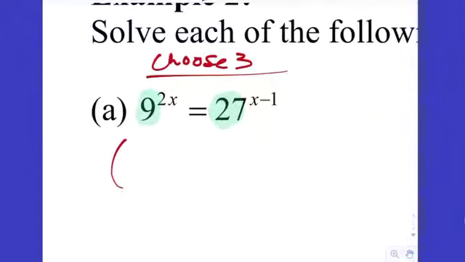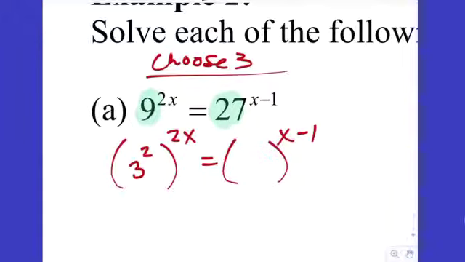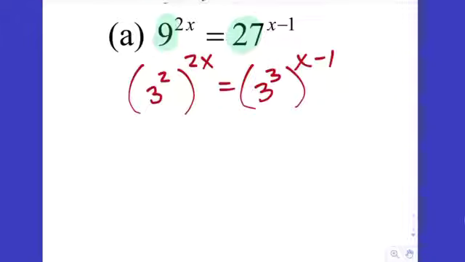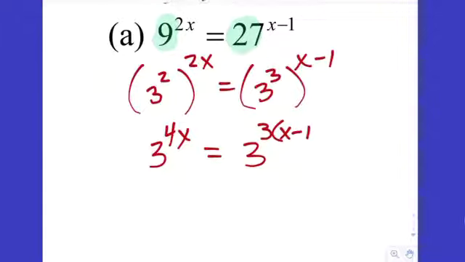So on the left side, I get 9 to the 2x power. I'm just going to replace 9 with 3 squared. And on the right-hand side, I still have 27 to the x minus first power, but I'm going to replace 27 with 3 cubed. And notice the parentheses there. Now I can use the rules of exponents. When you're exponentiating, it turns into multiplication. So 3 to the 4x on the left, and 3 to the 3 times the quantity x minus 1 on the right.